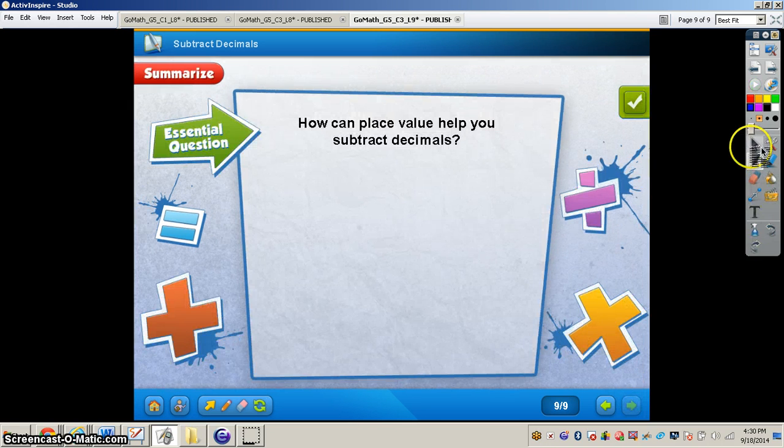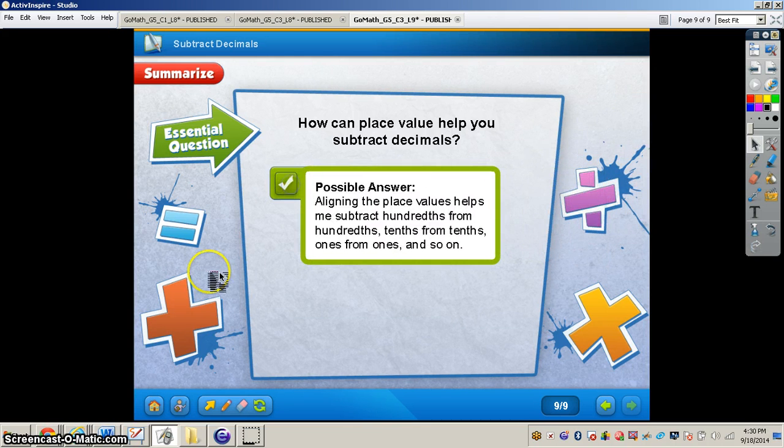And wrapping up the video, how can place value help you subtract decimals? Aligning the place values helps me subtract hundredths from hundredths, tenths from tenths, ones from ones, and so on. It is very, very important whenever you subtract decimals that you always line up that decimal point.